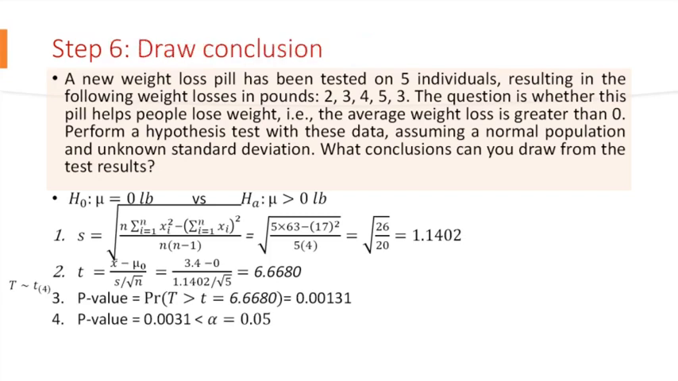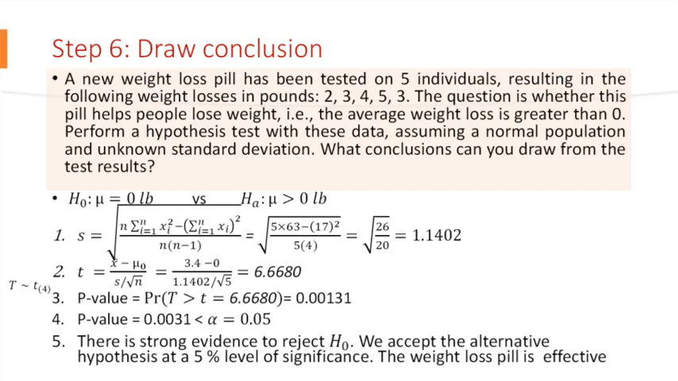Step 6. Make a conclusion based on the comparison, in the context of the question. As the p-value is less than the significance level, 5%, we can say there is strong evidence to reject the null hypothesis. We accept the alternative hypothesis at a 5% level of significance. The weight loss pill looks effective. Holy moly, it is a magic pill.